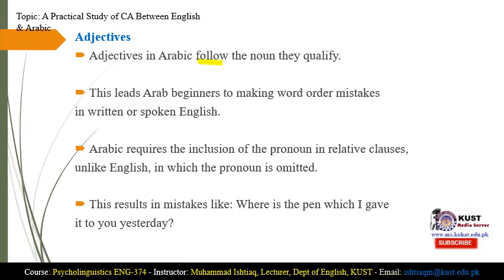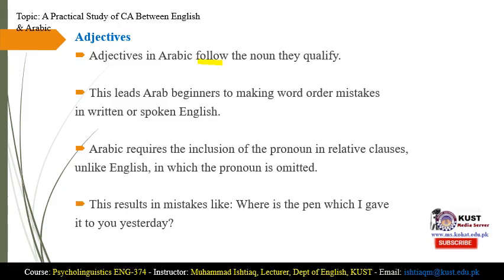How is the word order mistake actually made? For instance, instead of saying "he's a good boy", they say "he's a boy good". Instead of saying "this is a fine notebook", they say "this is notebook fine". So this is a very faulty pattern in English.